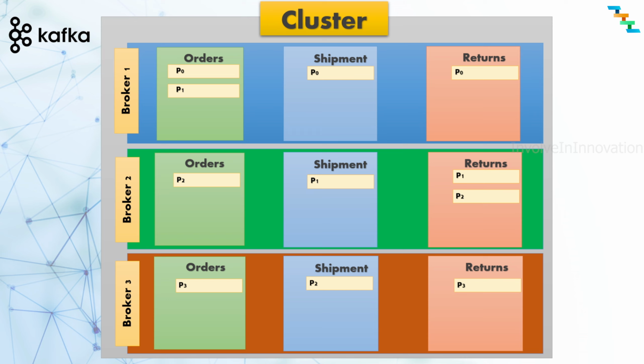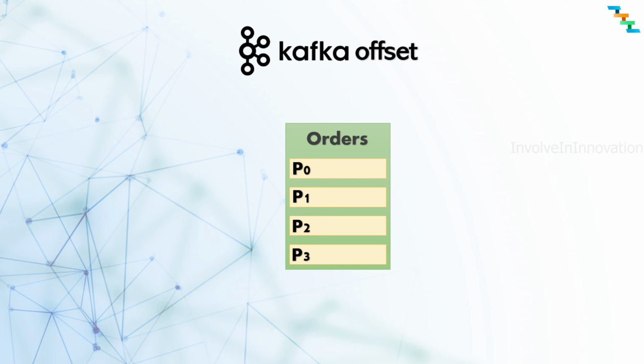A message reaches a partition based on the message key. This key will be hashed with a hash function, and based on the value it will be sent to a particular partition. If there is no key provided, the message will be sent to partitions in a round robin fashion. Offsets. The message order in an individual partition is guaranteed with the help of offsets. Offsets are unique identifiers associated with each record in a partition.